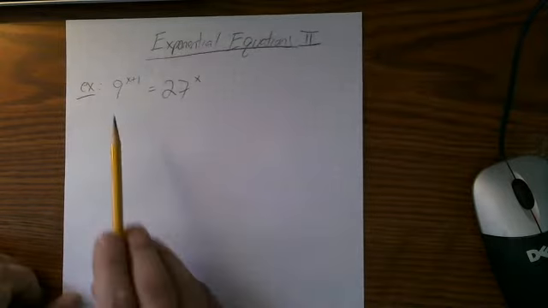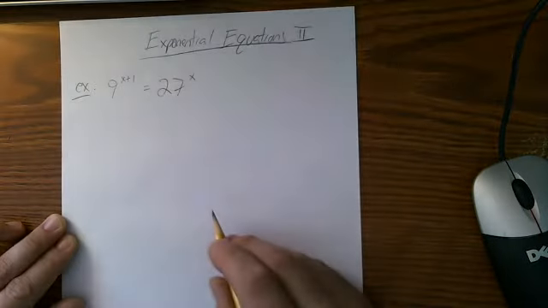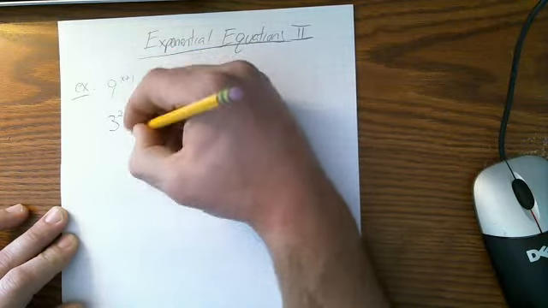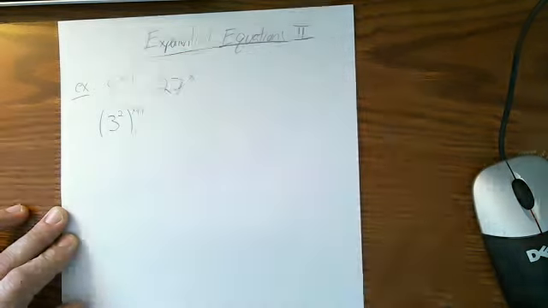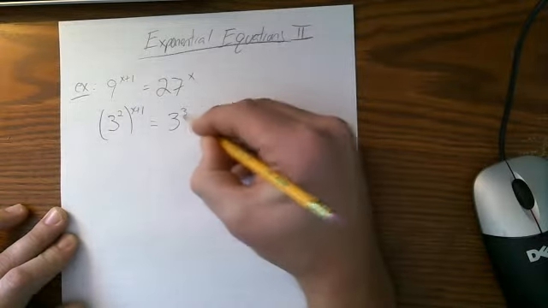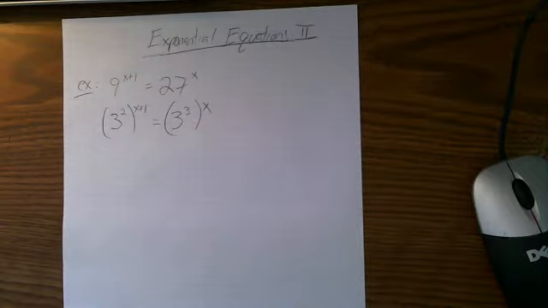So what base can I express to become 9 and 27? And in this case, the common base is 3, because 3 squared is 9. Do not forget to rewrite your other exponent. And 3 to the third is 27. Do not forget to rewrite your other exponents.